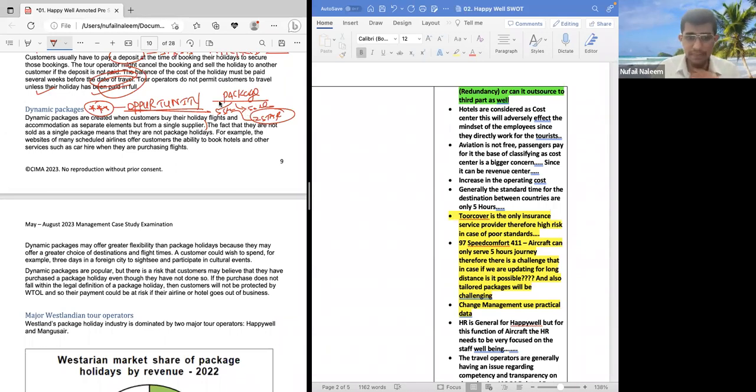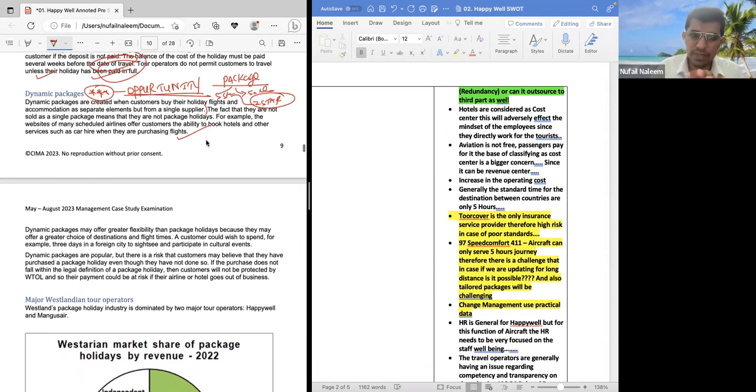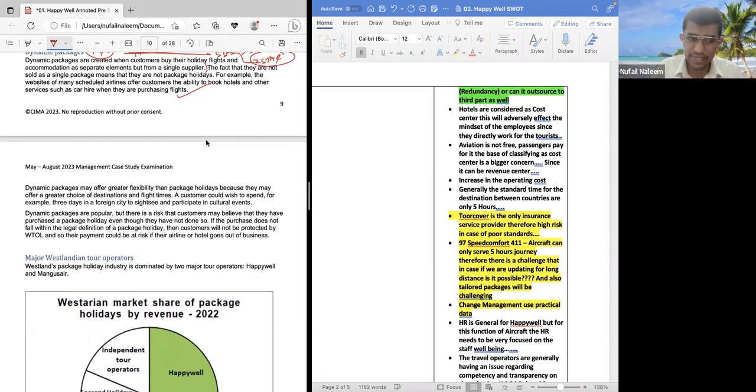That is practically important. And the other one is the fact that they are not sold as a single package does not mean that they are not a package holiday. For example, the websites of many scheduled airlines offer the ability to book hotels and other services such as car hire when purchasing the flight. Now, coming here, this is the biggest thing. Dynamic packages offer greater flexibility. That's a good point compared to package holidays, because they may offer greater choice for destinations and flight times.